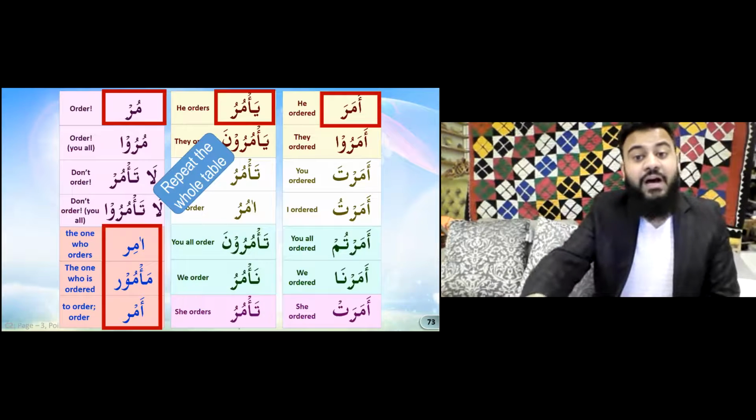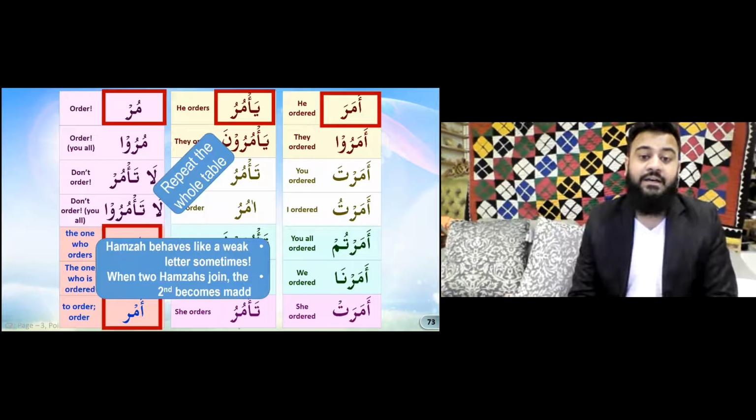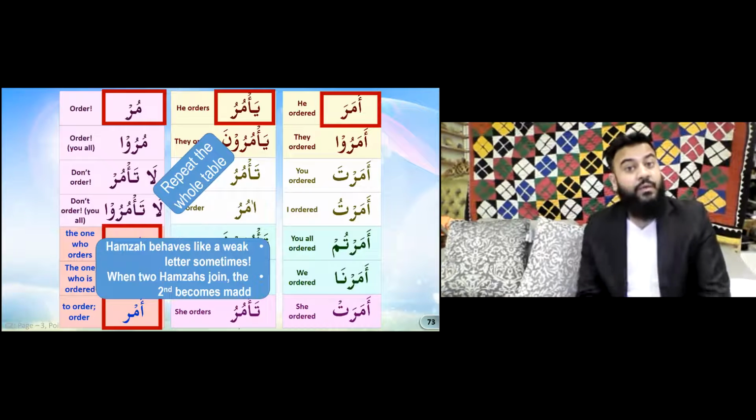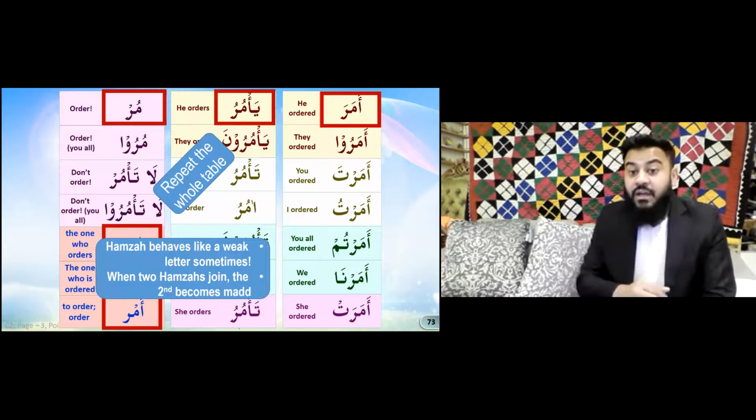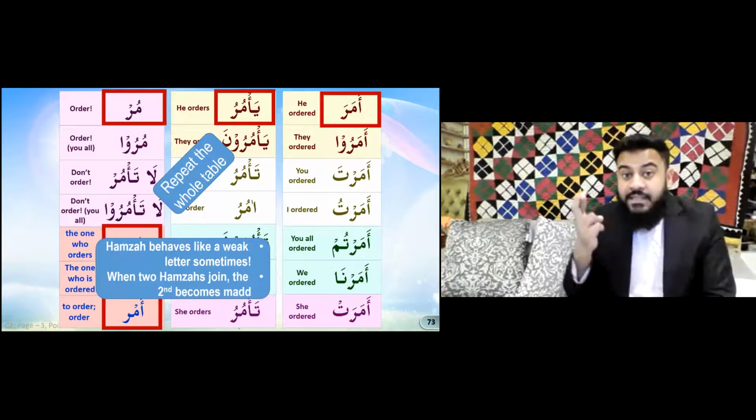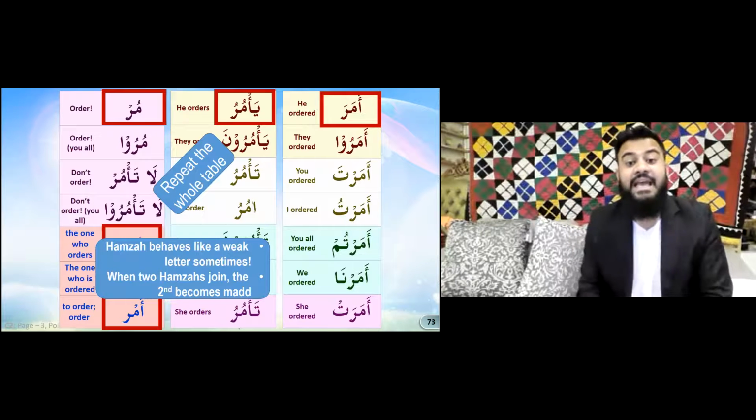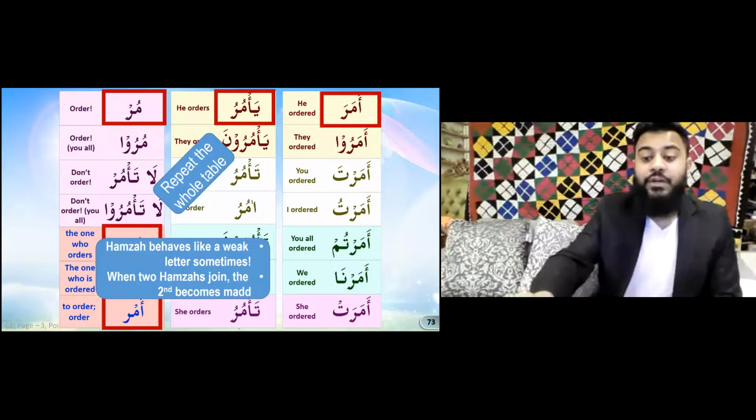Amara, which has come in the Quran almost 200 times, alhamdulillah. Just to remember, the new thing that we've learned today is that when you have a hamza in a weak letter, when we come to the mudari' form, remember two hamzas, when they join together with an alif, it becomes a madd. That's all we're learning new here, alhamdulillah.